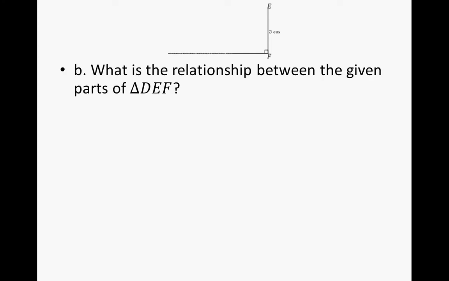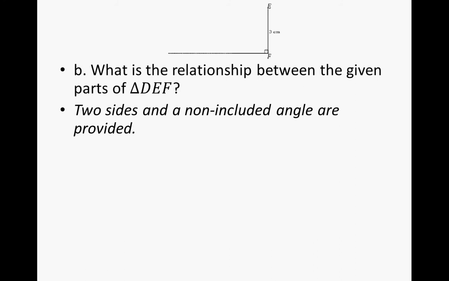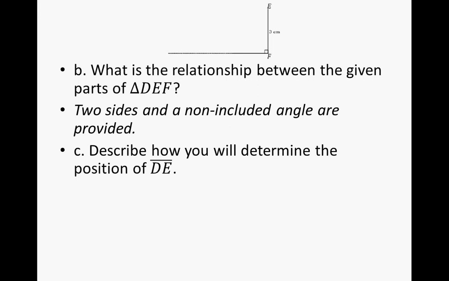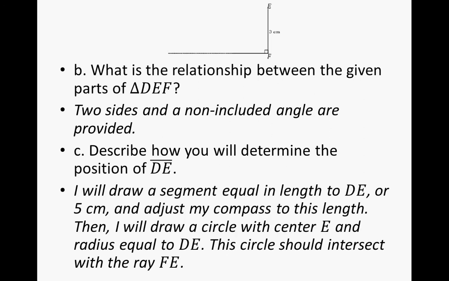So here you should have 3 centimeters for EF, and we have the angle F, which is 90 degrees. So what is the relationship between the given parts of triangle DEF? Well, we have 2 sides and a non-included angle provided. So describe how you will determine the position of line segment DE. Well, I will draw a segment equal to the length of DE, or 5 centimeters.